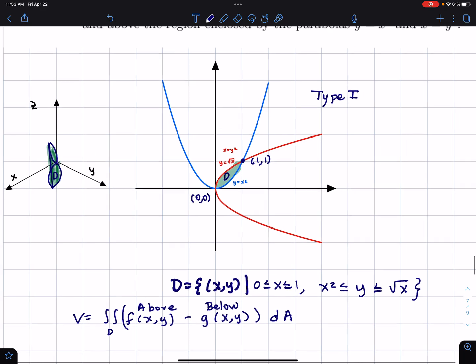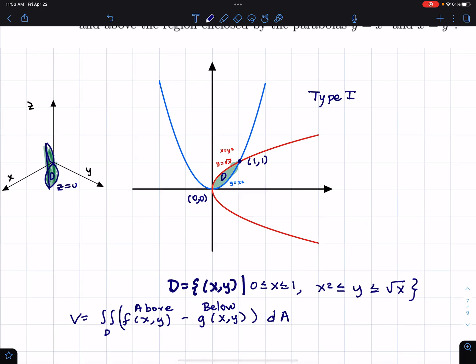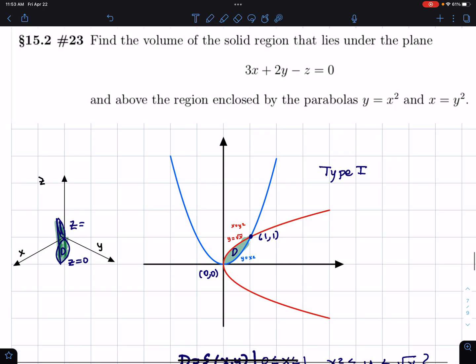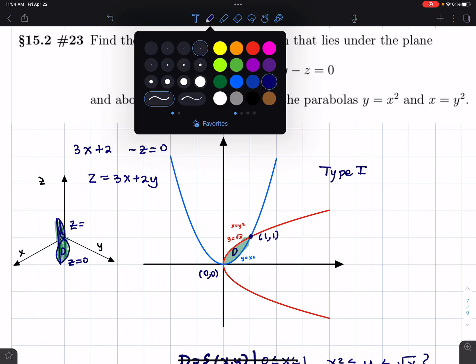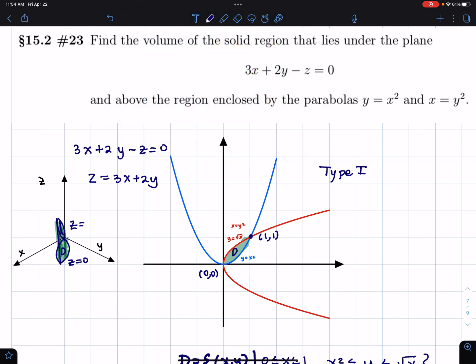this part here where I have D, that's in the plane z equals 0. And the plane up here on the top is z equals, well, that's a good point. What is the plane on the top? Here I have 3x plus 2y minus z equals 0. So what I can do is pretty easily add z to both sides. Okay, so that's our roof, and our floor is z equals 0.